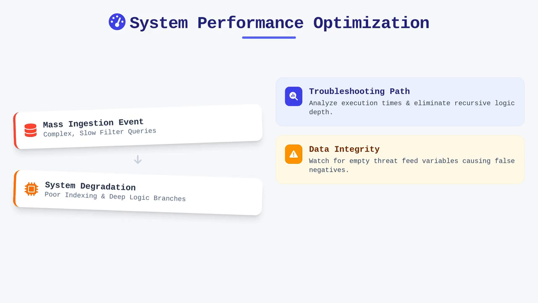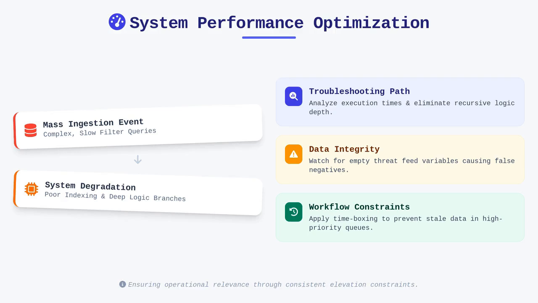When we map threat trends against our infrastructure as part of an automated workflow, we have to ensure that the time-boxed constraints for elevation are applied consistently. These constraints prevent stale data from lingering in high-priority queues and ensure that the prioritization remains relevant to the current operational environment.